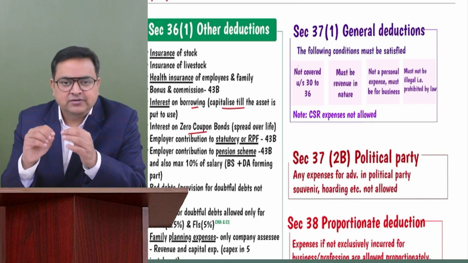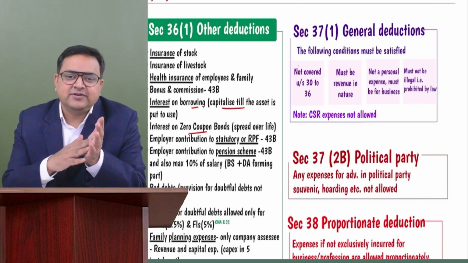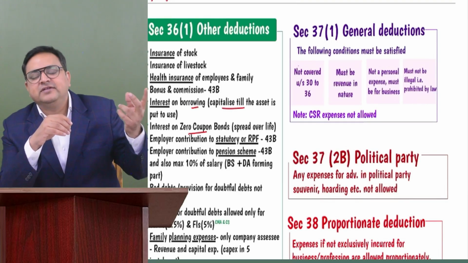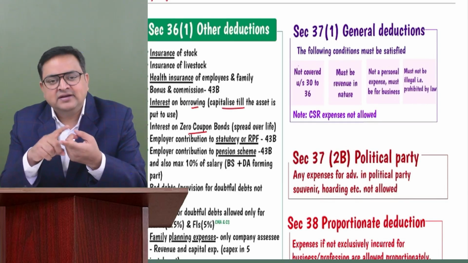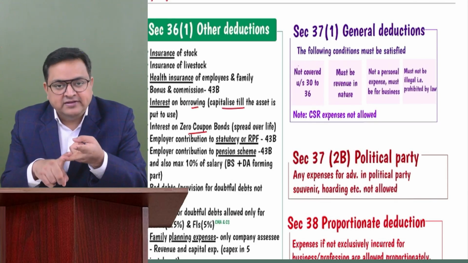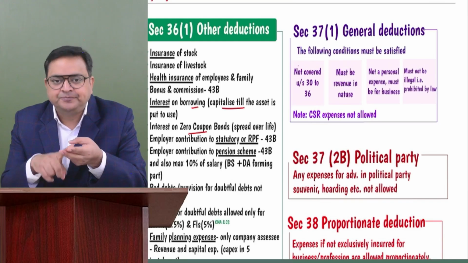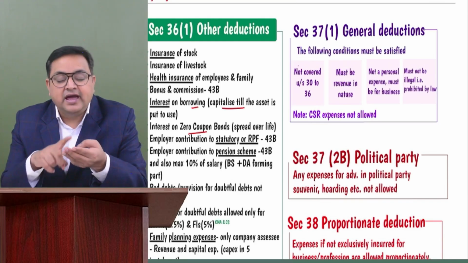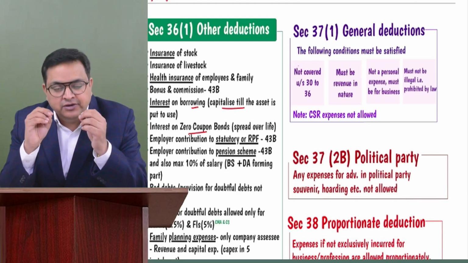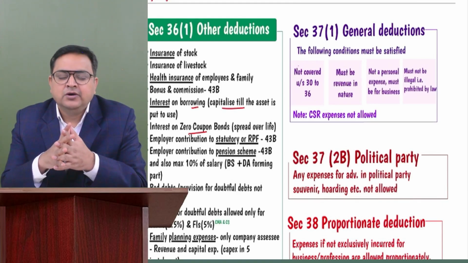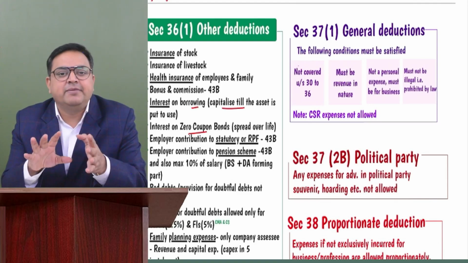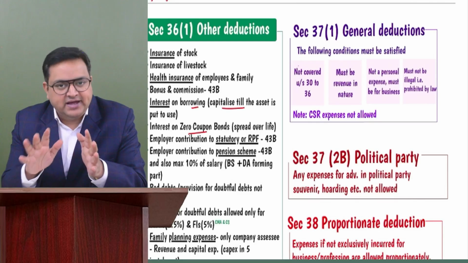First of all, because 37 is general, if there is any specific section under sections 30 to 36 for any expense, it should be allowed under that particular section only, right? So section 37 says that the particular expense should not be covered under 30 to 36. Second, it should be revenue in nature. Capital expenses are not allowed under section 37. Third, it should be for business. And fourth and important, it should not be prohibited by any law. It should not be an offense. It should not be a criminal penalty. So if it is in the nature of penalty, offense, or bribe, prohibited by any law, it will not be allowed in that case.